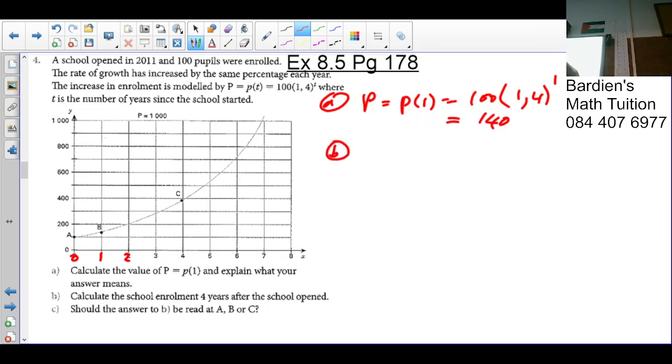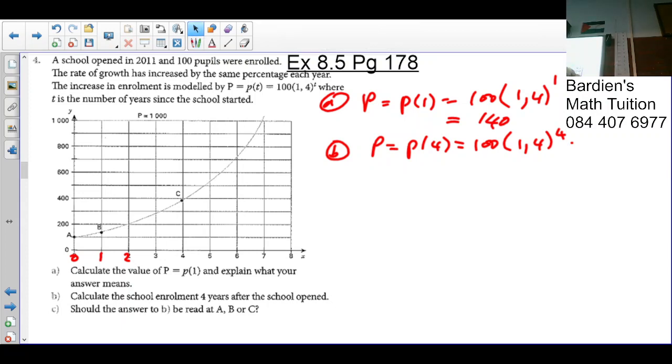B. Calculate the school enrollment 4 years after the school has opened. That means 4 years later. So P of 4 is equal to 100 times 1.4 raised to the exponent 4.